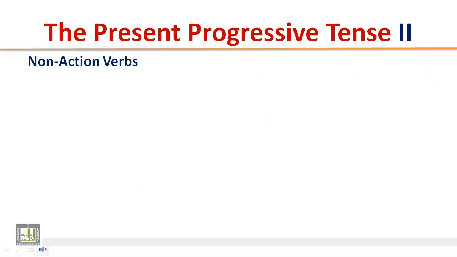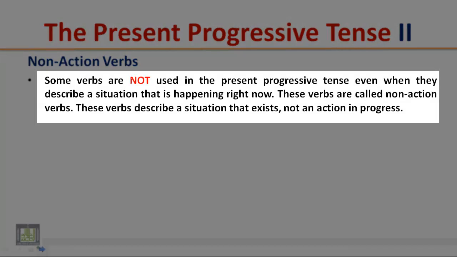Non-action verbs. Some verbs are not used in the present progressive tense, even when they describe a situation that is happening right now. These verbs are called non-action verbs. These verbs describe a situation that exists, not an action in progress.